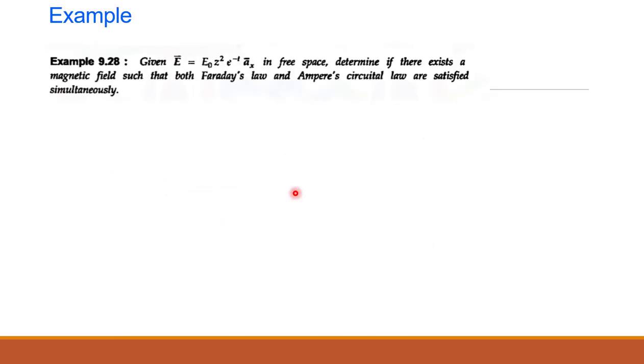So similar examples will be there. Consider this example. Given that E bar is equal to E naught z squared e raised to minus t a_x cap in free space, determine if there exists a magnetic field such that both Faraday's law and Ampere's circuital law are satisfied simultaneously. This means we have to find out whether the given equation satisfies Faraday's law for free space. We have to use Maxwell's equations of free space, and find quantities like H bar so that it can satisfy Maxwell's equations. So let us start the solution.